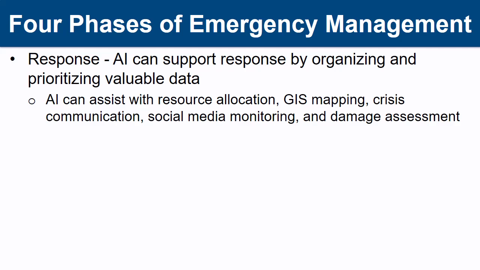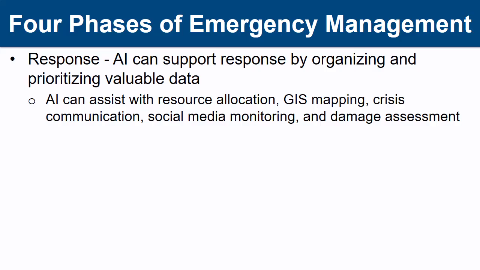Suppose a hurricane has just passed through a region. Emergency managers may receive thousands of pieces of information from emergency calls, field responders, weather systems, hospitals, utility companies, social media, drones, and satellite imagery. No individual could manually analyze all of that information immediately. AI can help organize and prioritize it.